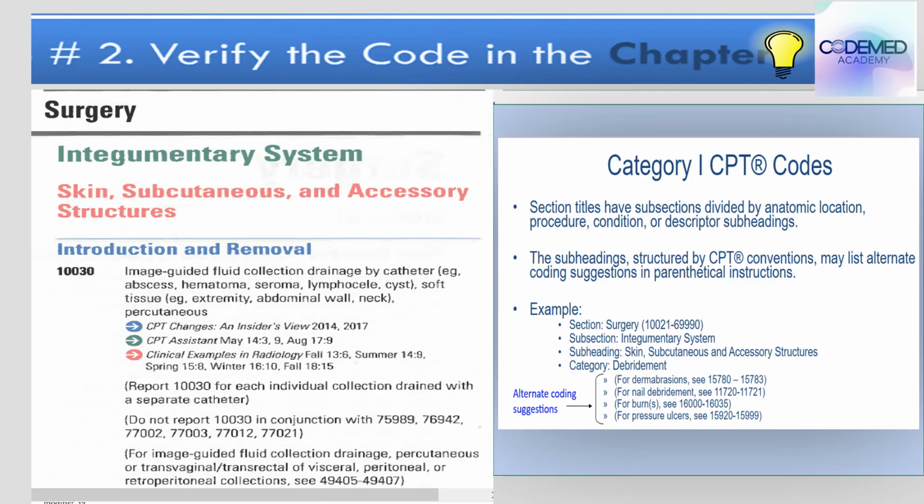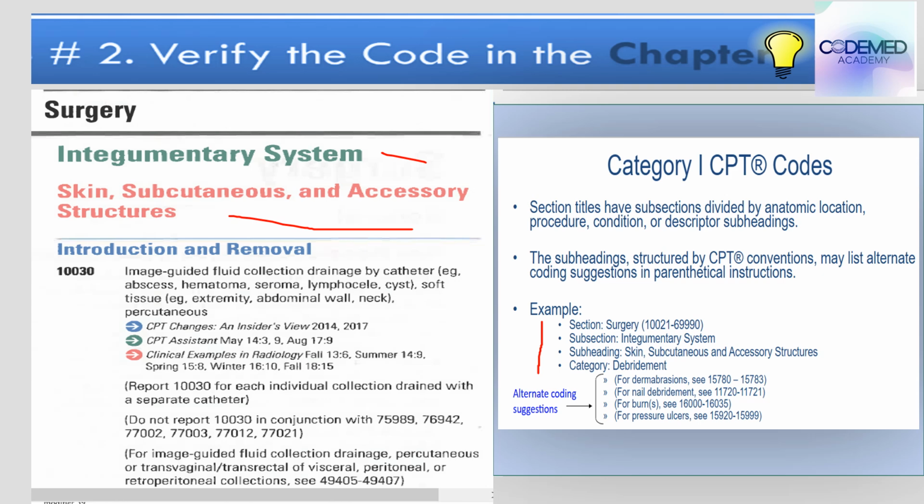Now the second step is to verify the code in the chapter. In the previous slide, we saw the picture of the section, but here I'm going to go slightly into detail. Here you will see that the section is Surgery, and then there is a subsection which is the Integumentary System. Then you have the subheading, that is Skin, Subcutaneous and Accessory Structures. And then there is a category, in this case Introduction and Removal.